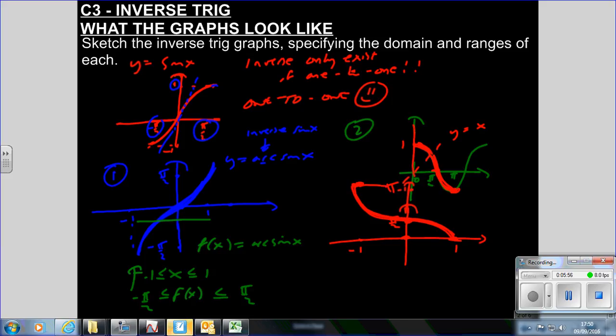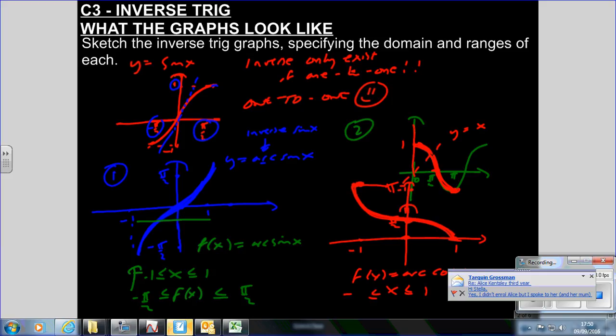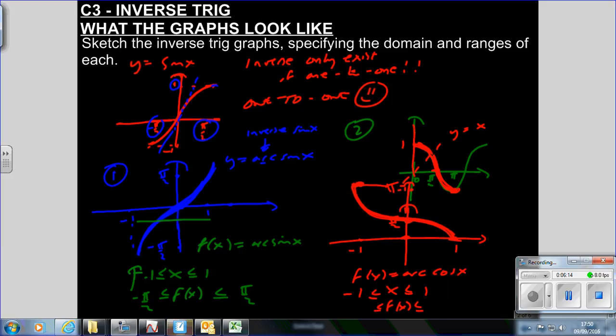And again, we need a domain and range. So our domain, if f of x is arc cos x this time, is going to be between 1 and -1 again. And f of x, you can see, is its y values. This thing doesn't go lower than 0, and it doesn't go higher than pi. So there we go. There's our graphs.